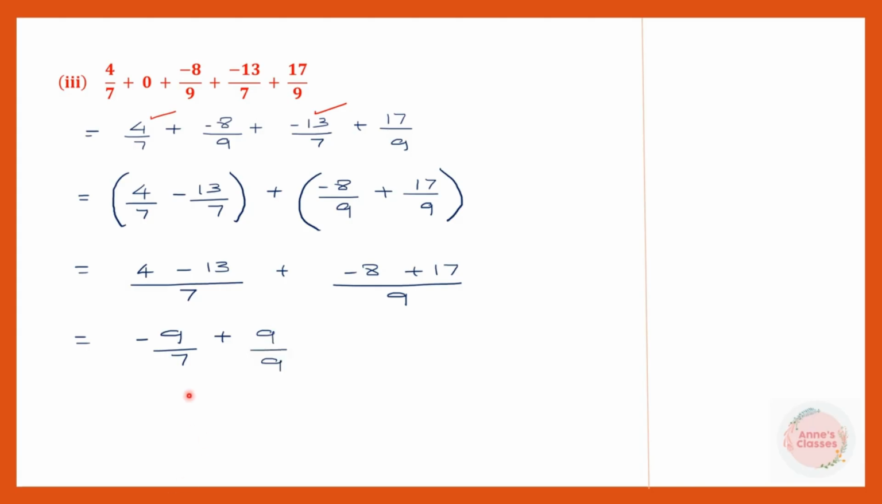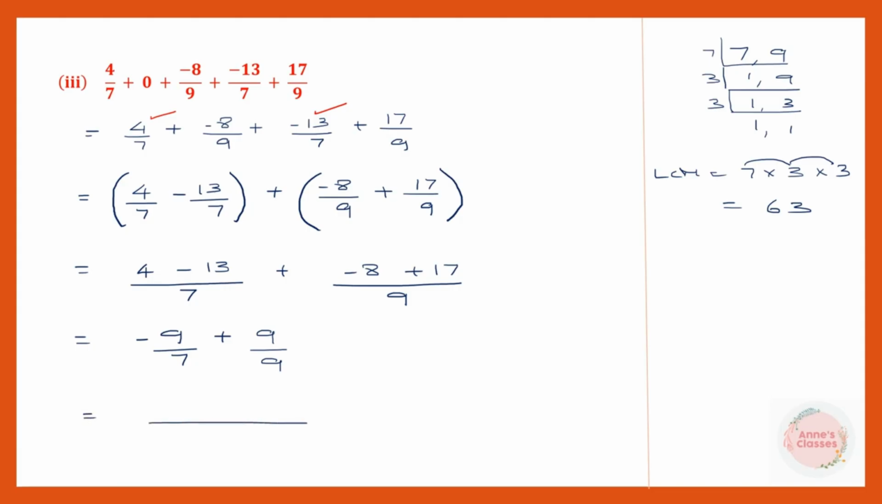Now the denominators are different, 7 and 9. We have to find the LCM of the denominators and simplify this. So the LCM of the denominators 7 and 9. So let's do that. 7, 1 and then 9. Now divide this by 3. 1, 3 3s are 9. Again by 3, 1 and 1. So what is the LCM? LCM is 7 into 3 into 3. So 7 3s are 21. 21 into 3 is 63. So the LCM is 63. So we can write this here 63.